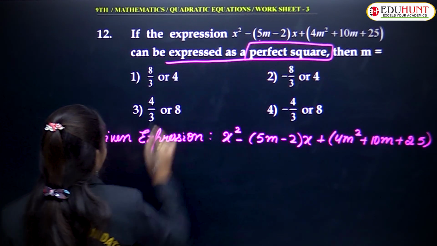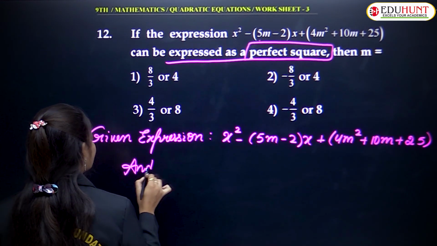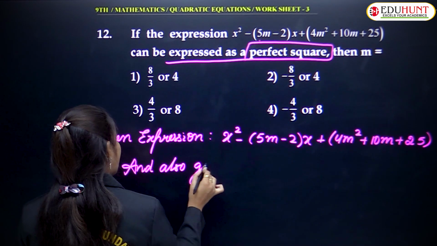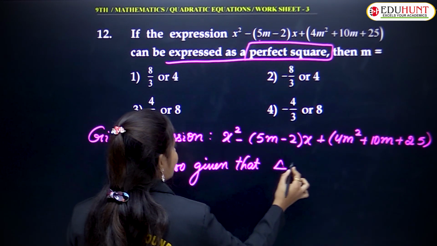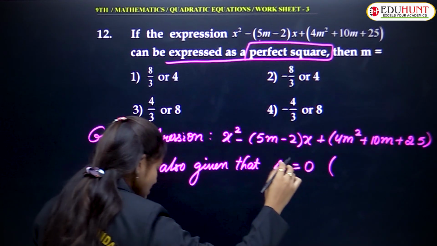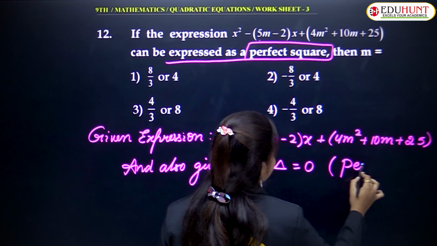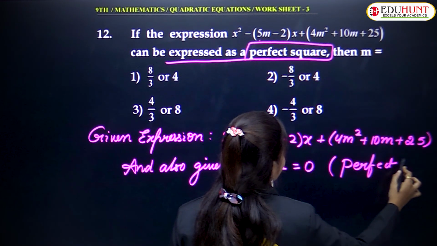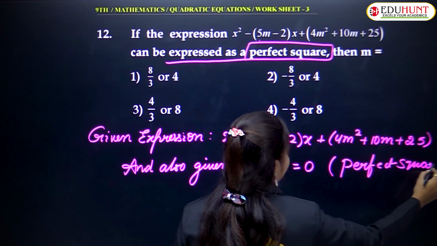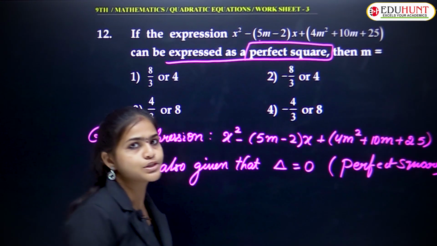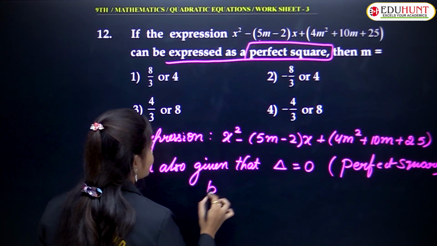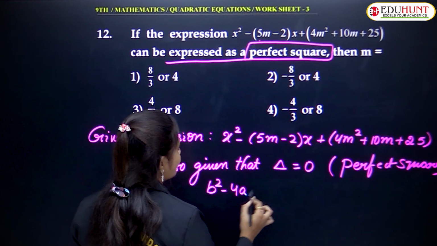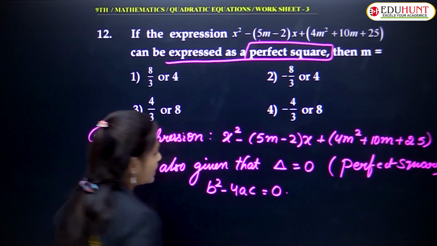Okay, and also given that delta is equal to 0. Why? Because the given equation should be expressed as a perfect square. So that's why here the condition is delta equals 0. So what is the delta here? b square minus 4ac is equal to 0.